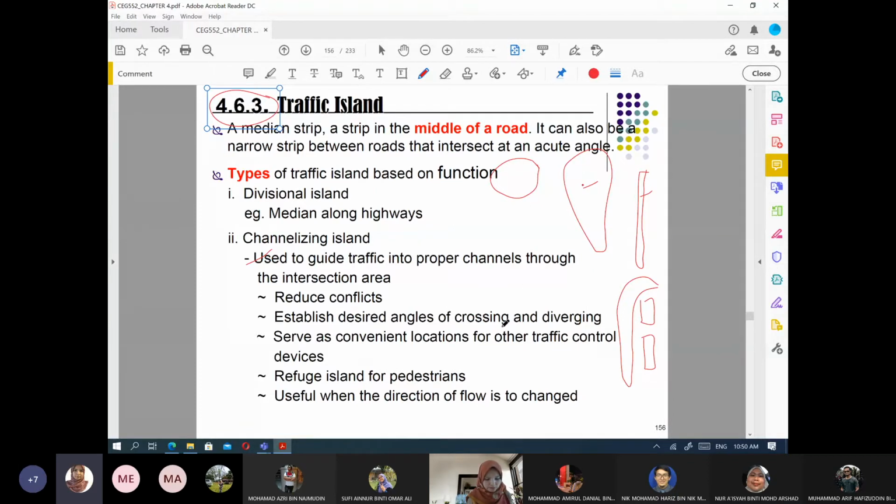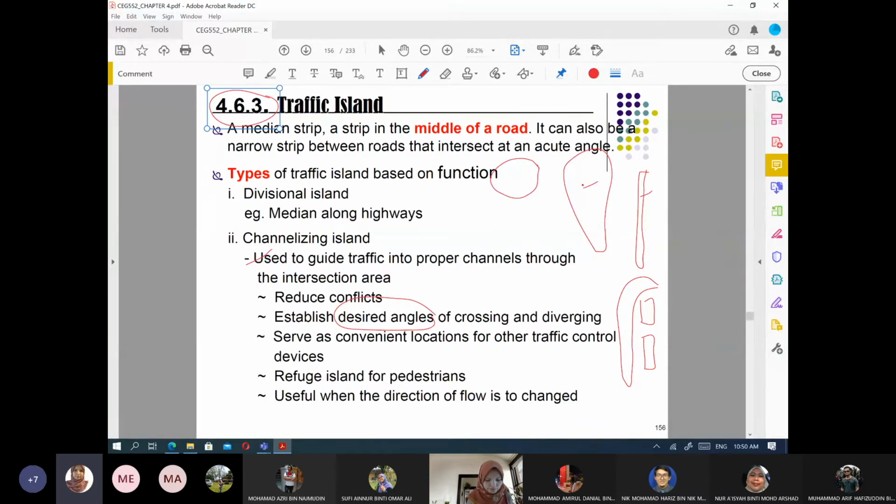Establish desired angles of crossing and diverging. So angle ni biasanya kita boleh kurangkan lah dia punya angle. Rather than angle dia besar, dia nak cross the intersection tu susah sebab kita kata dia tak ada specific punya lane. So when you provide channel, dia punya angle dikurangkan so that dia boleh lebih kepada direction lah for the users or for the driver, right?